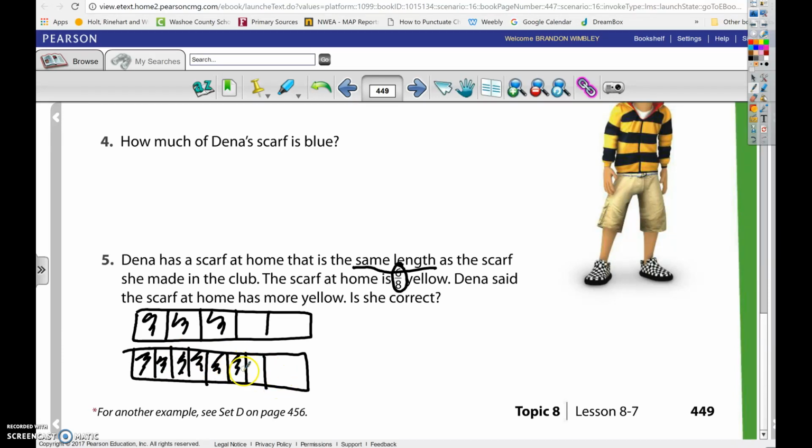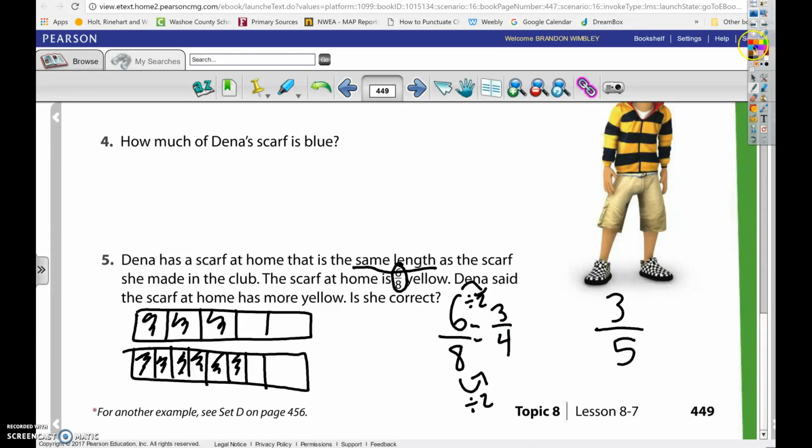Since they're not super equal, I can see, well, maybe they would have been the same if I had done my model better. So I'm going to use my other strategy. So I have 6/8. I was comparing it to 3/5 to see which one has more yellow. If I know my fractions well, I can simplify this by dividing my numerator and denominator by 2, which would give me 3/4, which is an easier number to work with.